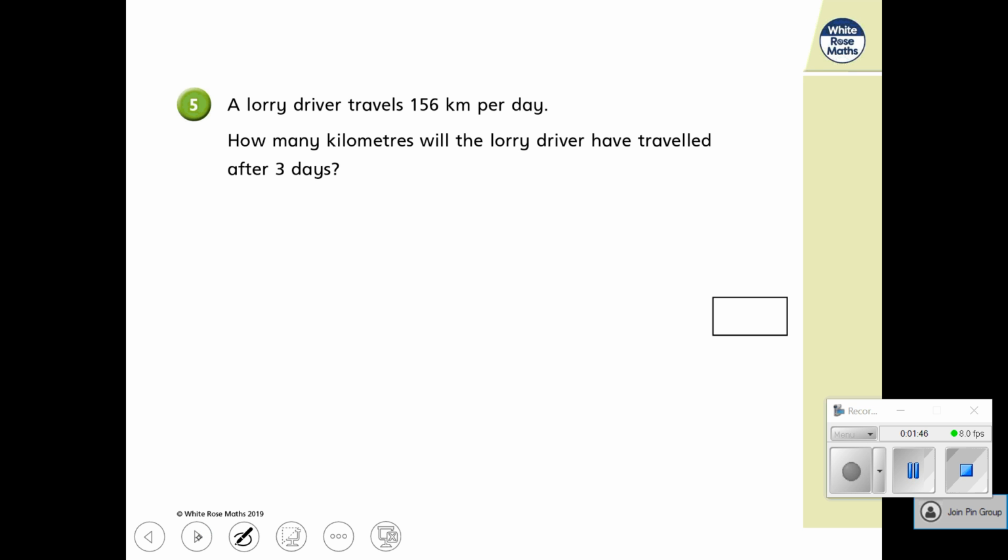Right, let's look at question 5. A lorry driver travels 156 kilometers per day. How many kilometers will the lorry driver have travelled after 3 days? Well, that's quite a simple calculation. We've got 156 kilometers per day multiplied by 3 because he's doing the same for 3 days. So there's my written method. 6 times 3 is 18. I'll exchange 10 of those 18 ones for a 10 and put it directly under my tens column, and I'll put the other 8 in my ones column.